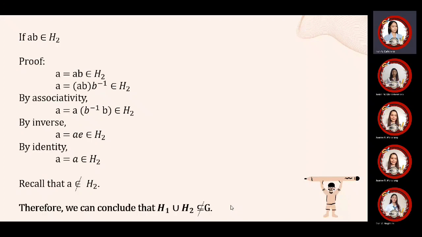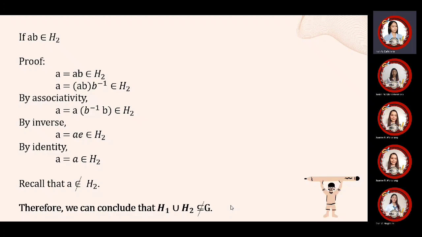To prove naman po, if AB is an element of H sub 2, we have A is equal to AB multiplied by B inverse, an element of H sub 2. Since yung B yung element ng ating H sub 2, kaya yun po yung kinuha nating inverse. By associativity po, makukuha po natin is A is equal to A multiplied by B inverse and B, then element of H sub 2. By inverse po, we get A is equal to AE, which is yung identity, an element of H sub 2. By identity, we will get A is equal to A, an element of H sub 2.